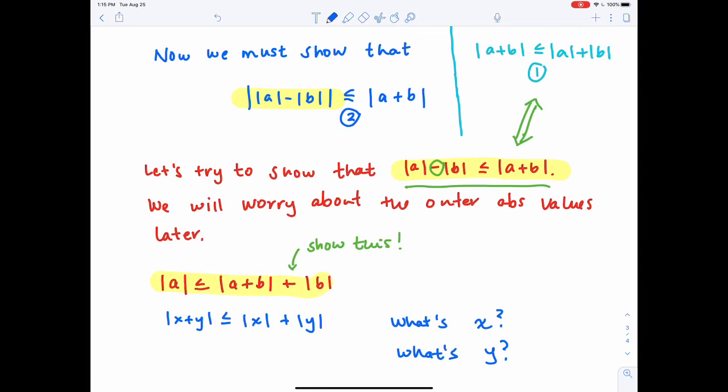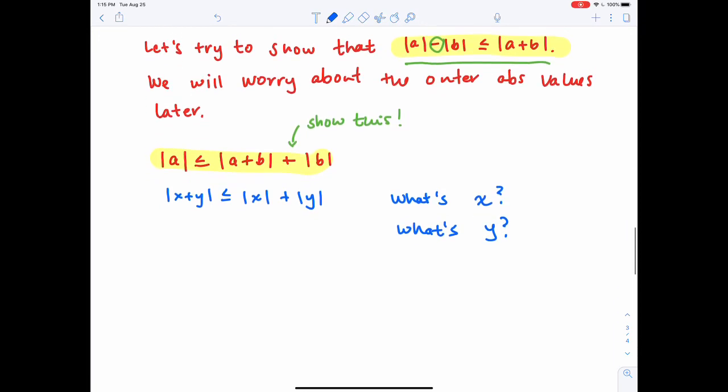Okay, so looking at it, you can see there's this one-to-one correspondence, and it seems like maybe A plus B should be X and B should be Y. However, if I let B be Y, then when I add X plus Y, I would have A plus 2B, and that wouldn't work. I need to make sure that when I get X plus Y, I'm going to get A.